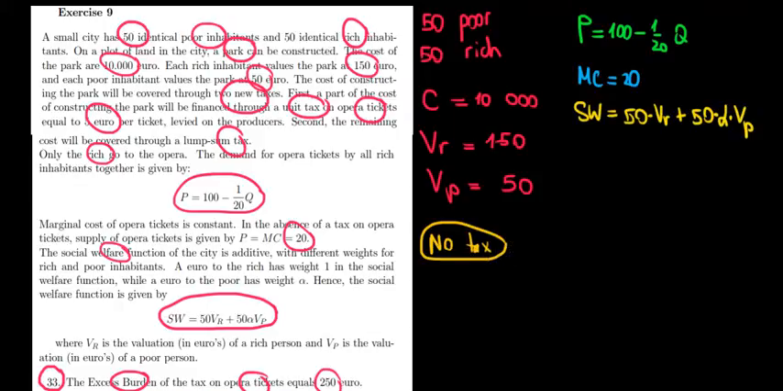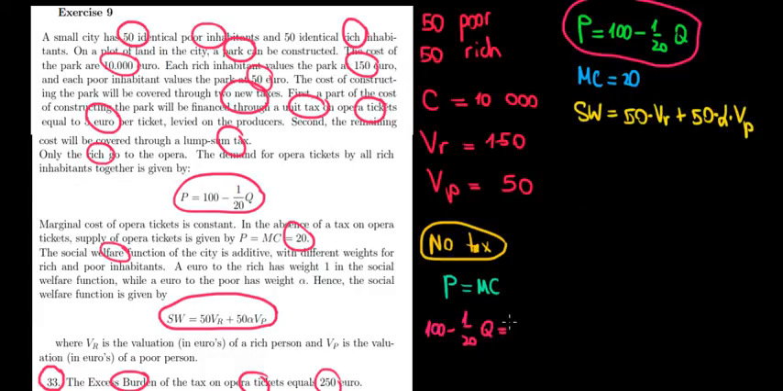Now, since it's a perfectly competitive market, we know that the price is going to be equal to our marginal cost. We have the price function over here. The price function is 100 minus 1 over 20q, so that's 100 minus 1 over 20 times the quantity equals the marginal cost, and the marginal cost is equal to 20. Now, if we solve the math over here, we will find out that the equilibrium quantity would be equal to 1600 units.